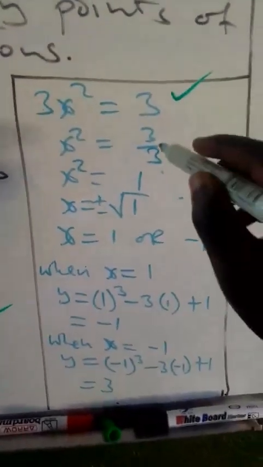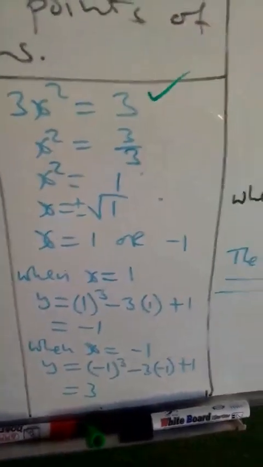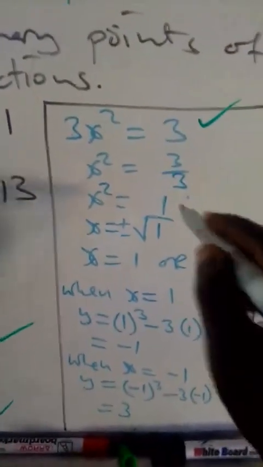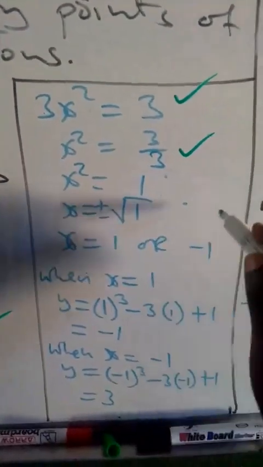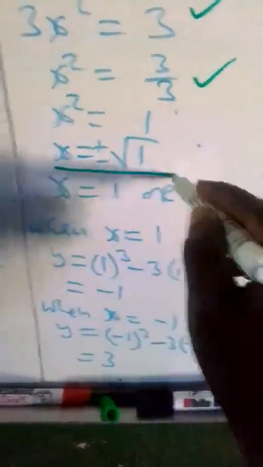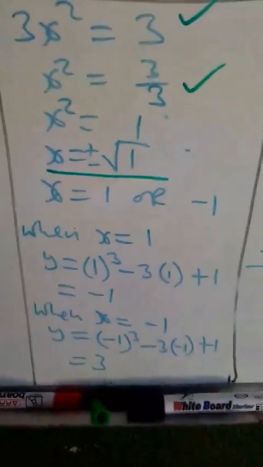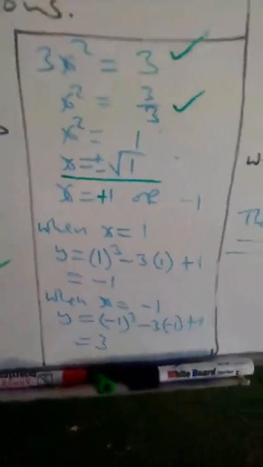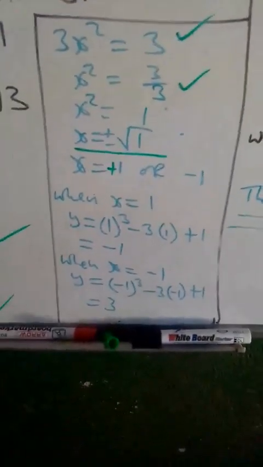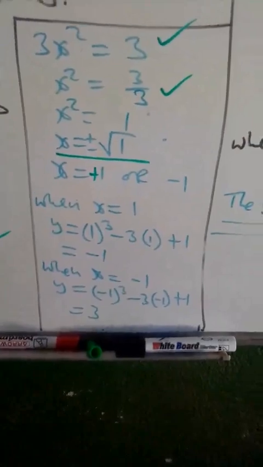3x squared equals 3, where the 3 goes to the other side and becomes positive. Then you divide both sides by 3, you get 1. Then you find the square root of both sides, plus or minus the square root of 1, which is 1. So you get a positive 1 or a negative 1. So we've got 2 stationary points or values of x.